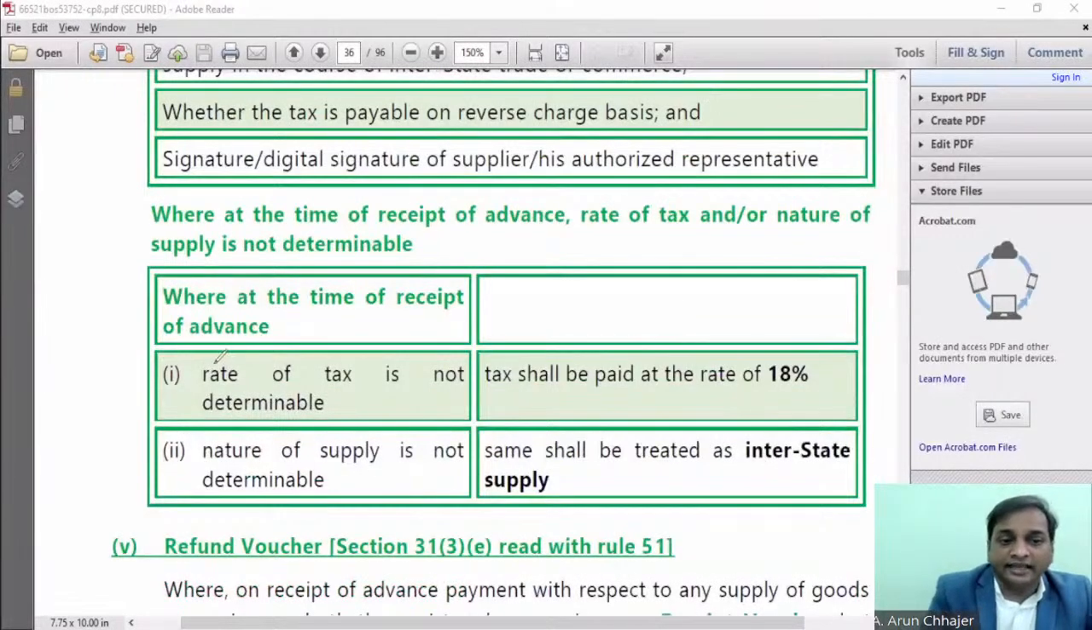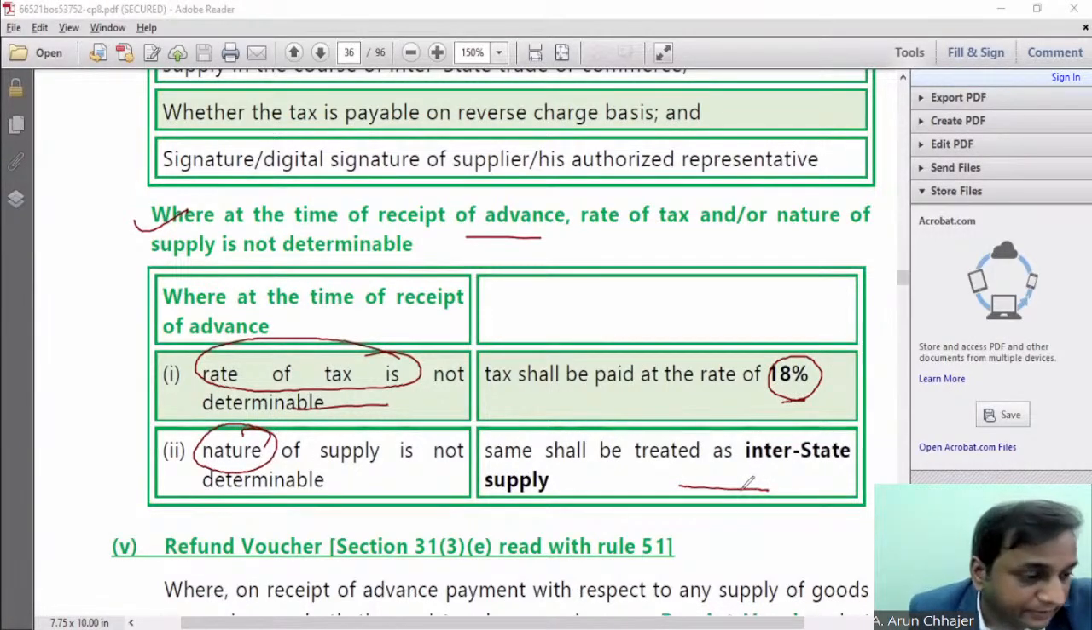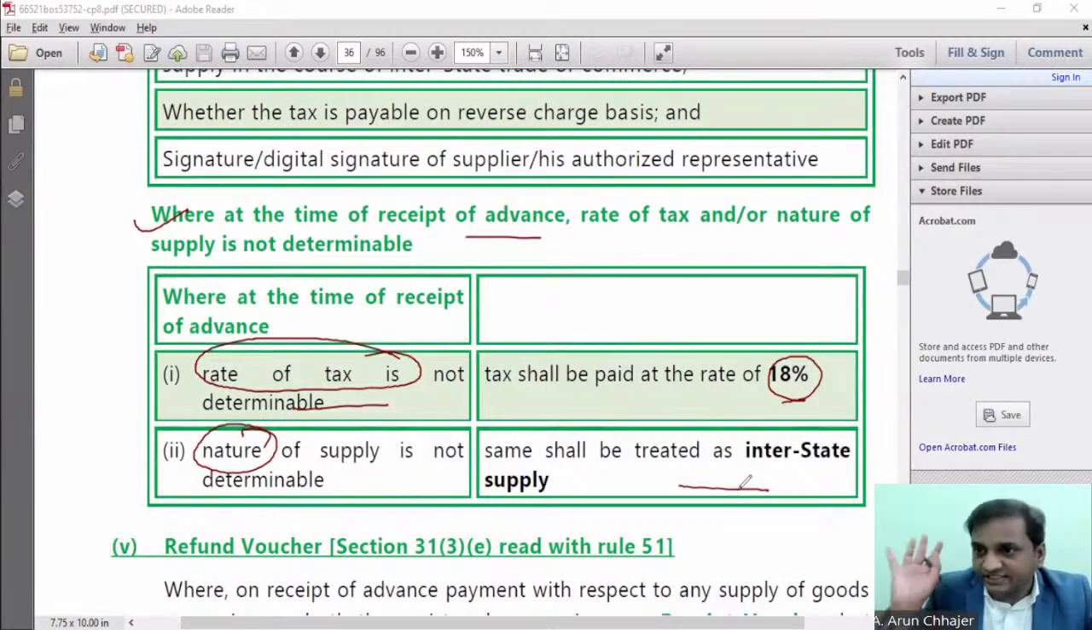Now, at the time of the advance, if the rate of the tax is not determinable, then assume 18%. And if the nature of the supply is not sure, then assume interstate supply. Because suppose I have received the advance against services, I need to pay the taxes, and I'm not sure where I will render the services, within a state or another state. I'm not sure whether CGST and SGST has to be paid or IGST. This rule says you can treat it as inter-state, and if the tax rate is not sure, you can treat it as 18%.